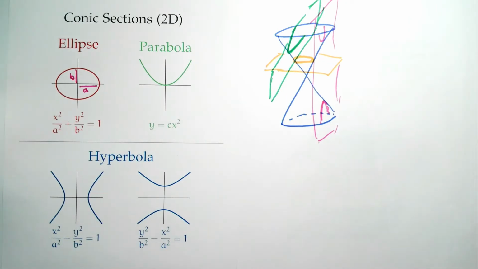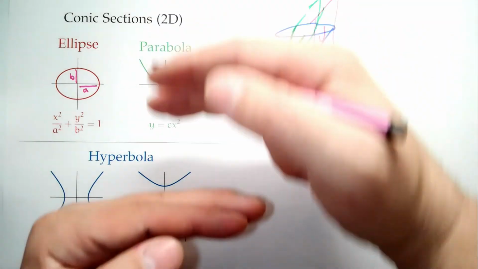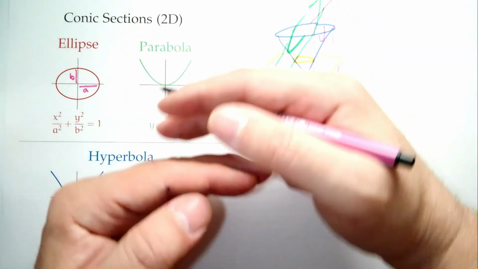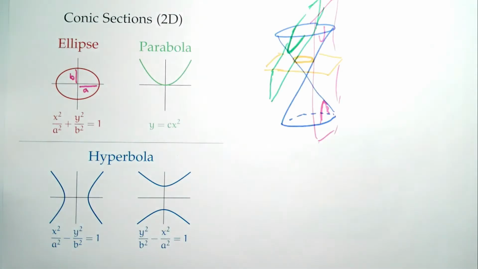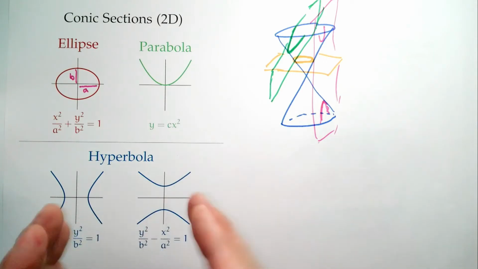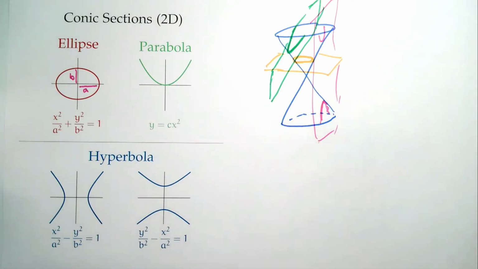You have the parabola, looks like some multiple of x squared, y equals c x squared. And the c will either squish it or stretch it depending upon what c does. And then you have hyperbolas, x squared over a squared minus y squared over b squared equals 1, or y squared over b squared minus x squared over a squared equals 1. And again, the a and b are essentially moving things in the x and the y direction.